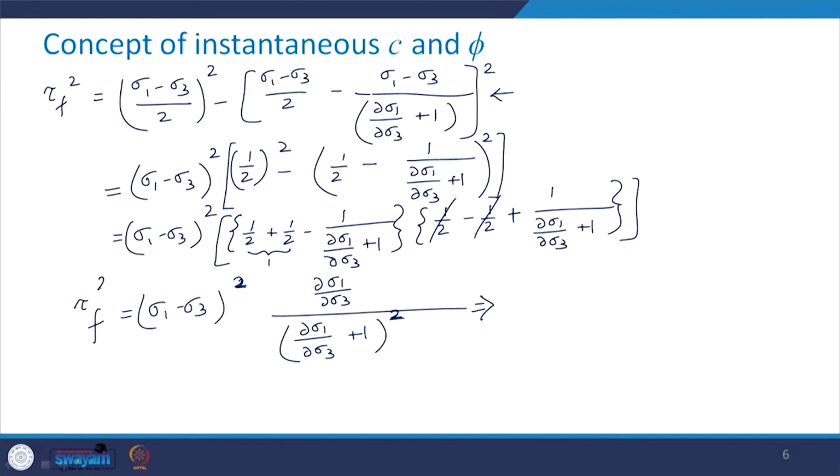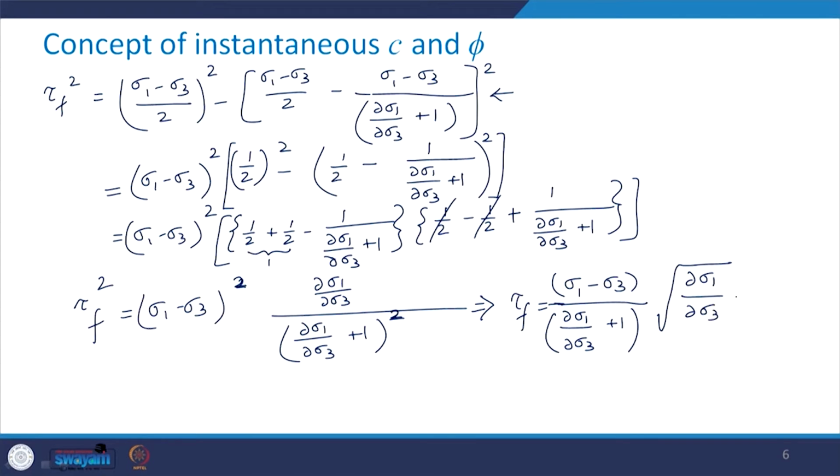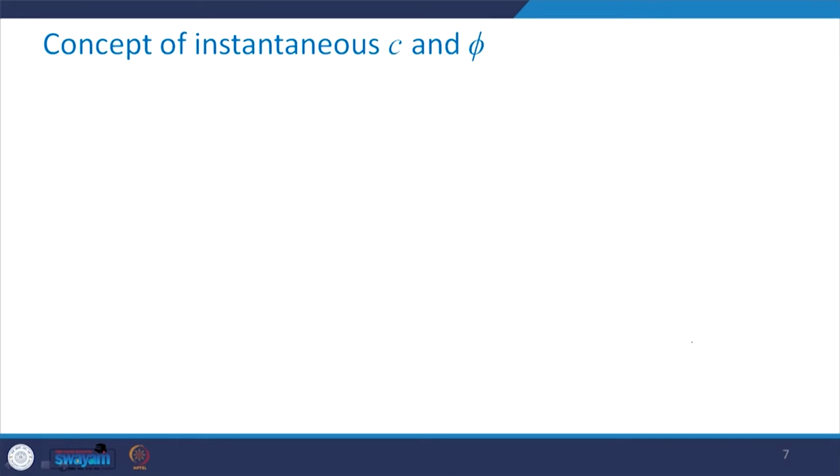and if you take the square root on both the sides, what you are going to get is tau f equal to sigma 1 minus sigma 3 divided by del sigma 1 del sigma 3 plus 1 into square root of del sigma 1 del sigma 3. So this is going to be the expression for the tau f. So earlier we got the expression for sigma n in this manner, and now we got the expression for this tau f.